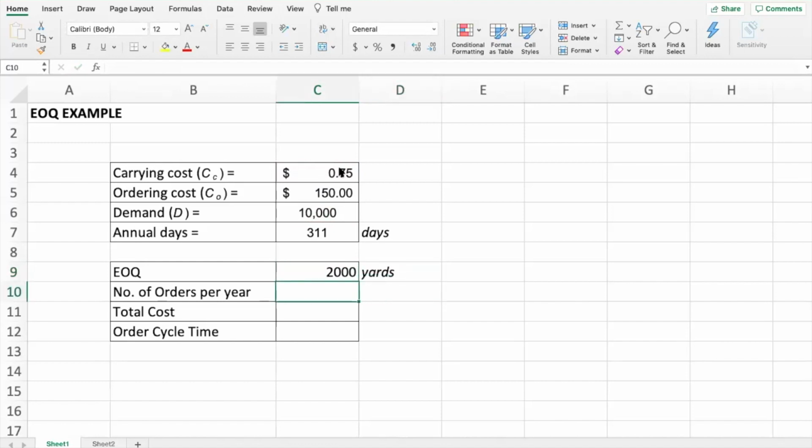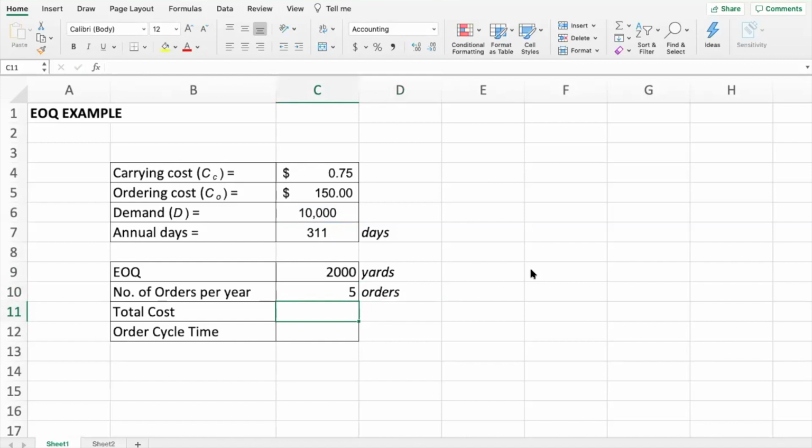Now we will compute for the number of orders per year. How many orders per year will we make? So that would be the annual demand, 10,000, C6, divided by how many we order every time, which is 2,000, or the EOQ. So C9. So meaning, we will do 5 orders in 1 year.